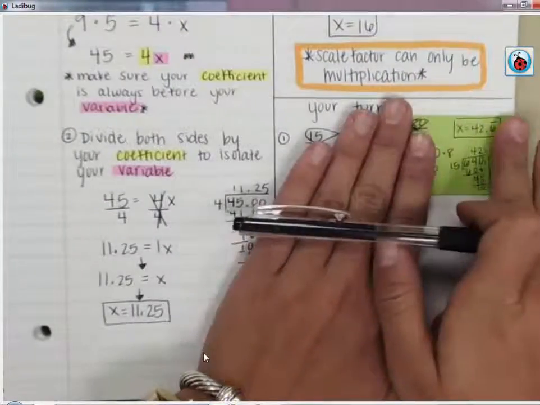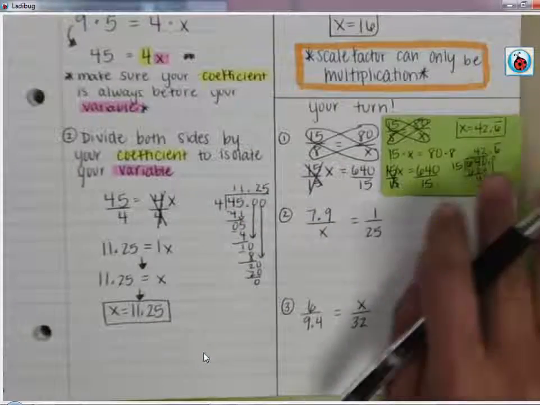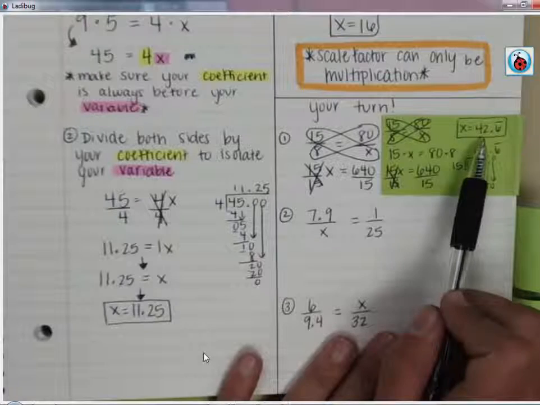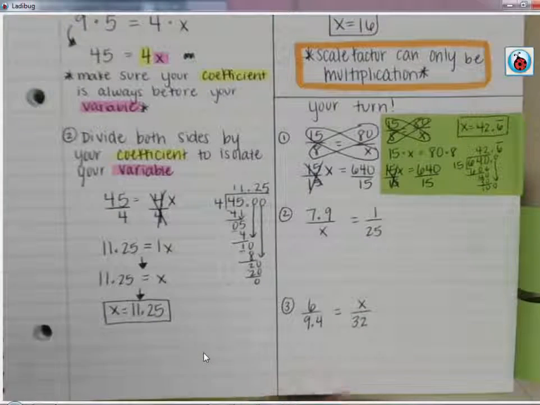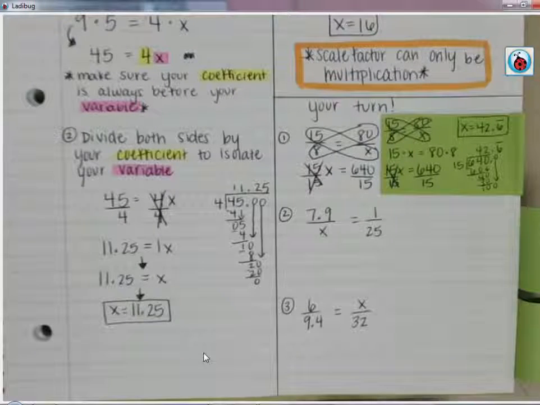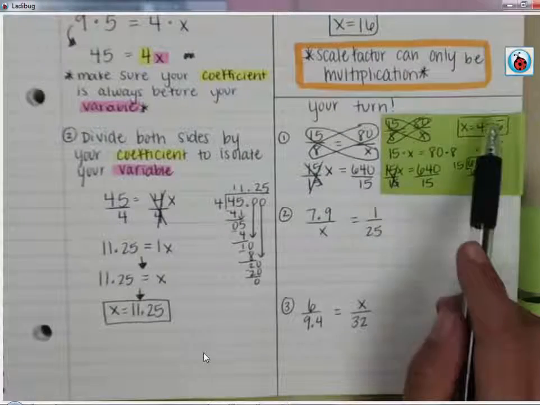I flipped this over, and I already had all the work there. You should have got x is equal to 42.6. 42 and 6/10. But what did you know about the 6/10? The 6/10 is repeating. So make sure you put a repeating bar over it.